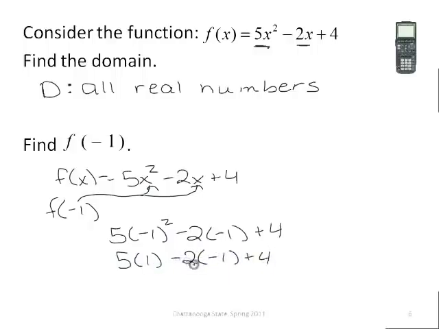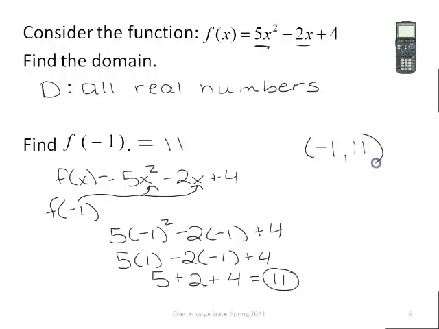So we have 5 times 1 minus 2 times -1 plus 4. So I have 5 plus 2 plus 4 gives me 11. So f of -1 is 11. That means the ordered pair -1, 11 is on that graph.